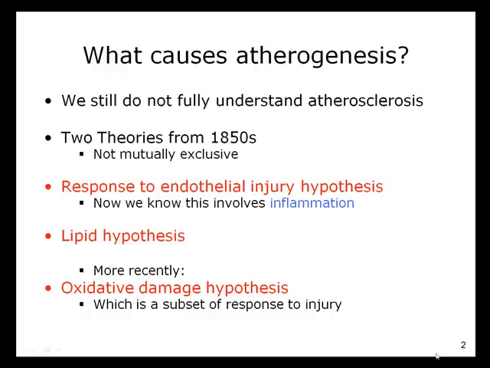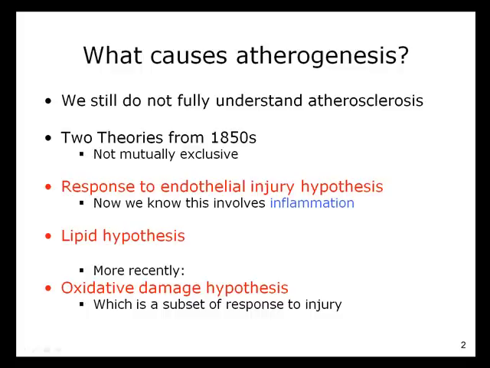So, what causes atherogenesis? The key thing is we still do not fully understand everything that we need to know about atherosclerosis. There are two theories that date all the way back from the 1850s, and these two theories are not mutually exclusive, although for 100 years there was a huge argument among scientists as to which of the two would be right. The first one is called the response to injury hypothesis, or more recently, response to endothelial injury hypothesis. This is the idea that atherosclerosis is some part of an injury to a blood vessel, particularly the endothelium of the blood vessel, which ultimately leads to further problems. And this process of injury and its response to the injury will involve inflammation.